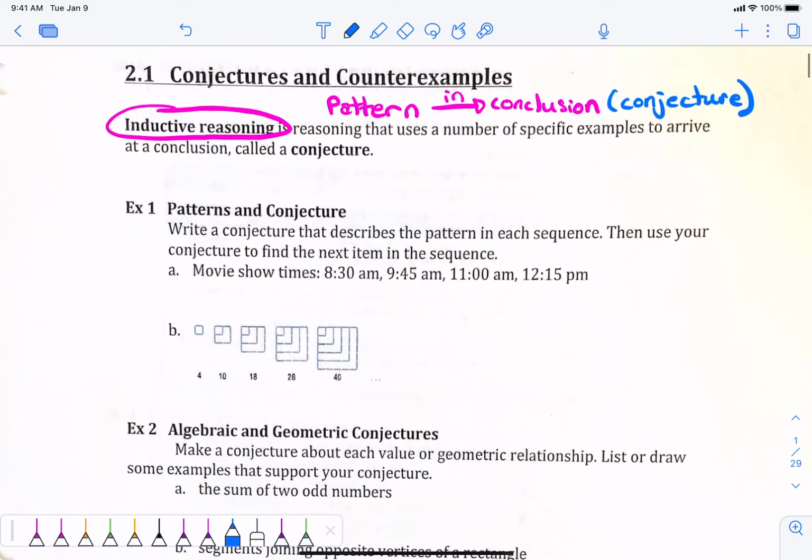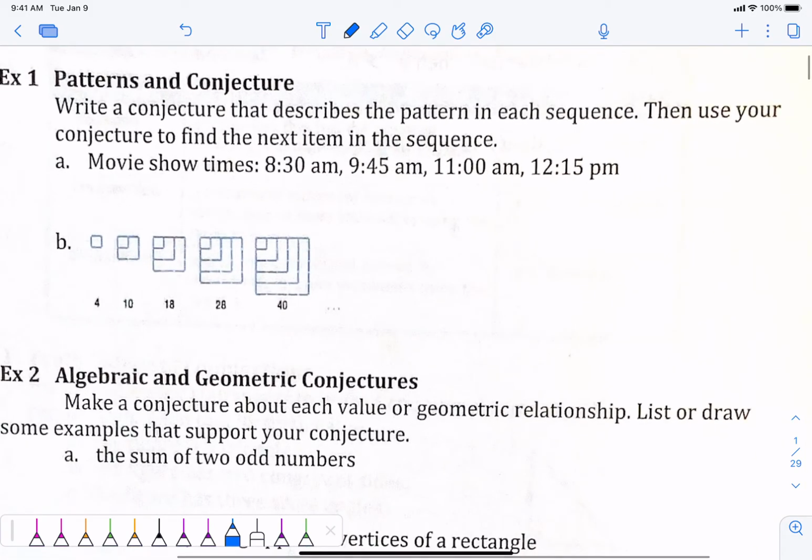All right. Example 1, we have patterns and conjectures. Write a conjecture that describes the pattern in each sequence. Then use your conjectures to find the next term in the sequence. So the first thing we have to do is identify the conjecture, and the second thing we have to do is find the next term in the sequence. So we have 2 answers to this question. Make sure that on your homework assignment you answer both parts of the question.